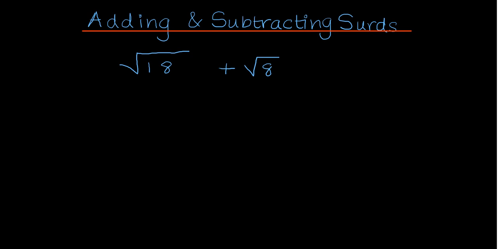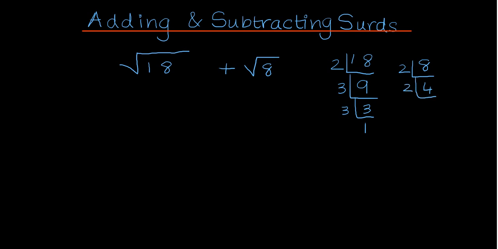So what I'm going to do is I'm going to do a ladder for 18 and for 8. Here we go. Start off with 18. So 18, we use the prime factors. Start off with 2. So 2 goes into 18 9 times, and then 3 goes into 9 3 times, and 3 goes into 3 once. And then we'll do the same thing for 8. So 2 goes into 8 4 times, and 2 goes into 4 twice, and 2 goes into 2 once.